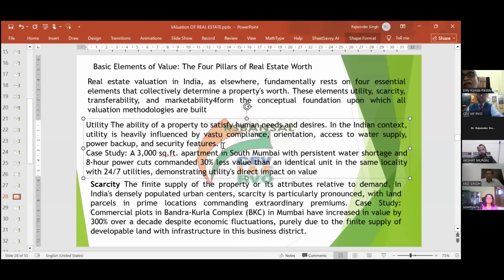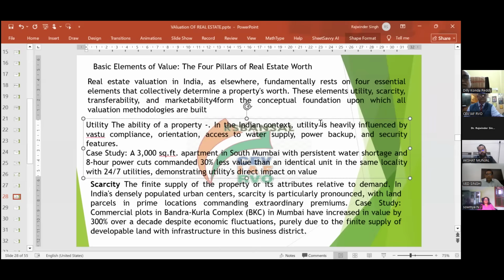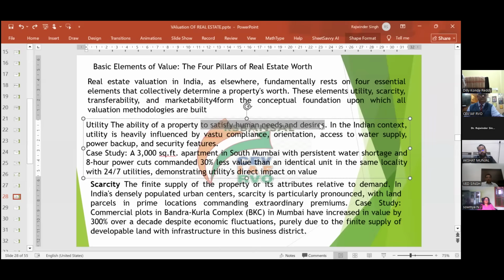So first thing is utility. So utility means how much the property is able to satisfy human needs and desires. How much a particular property is able to satisfy human needs and demands.